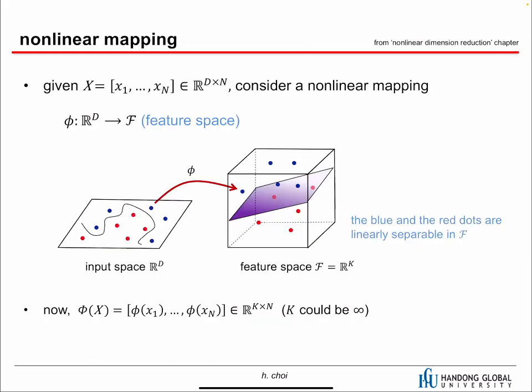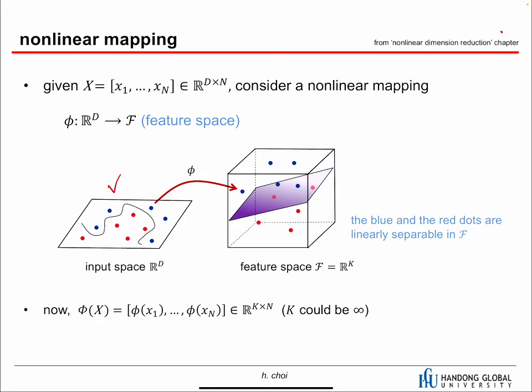Okay, so now we know how to use slack variables. Now let's talk about the kernel trick. We already know how to use the kernel trick from nonlinear dimensionality reduction algorithms like kernel PCA or kernel FD. I'm just going to briefly talk about some of the concepts, and if you want the details, you can check the nonlinear dimension reduction chapter. So to use the kernel machine, we can imagine a nonlinear function.